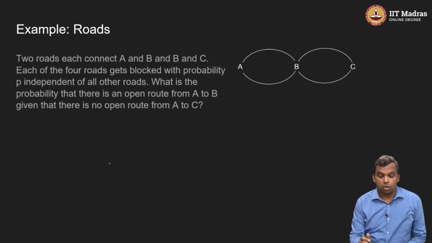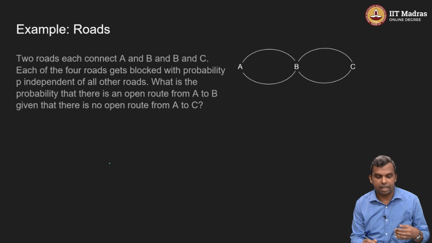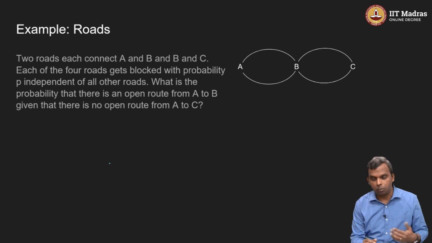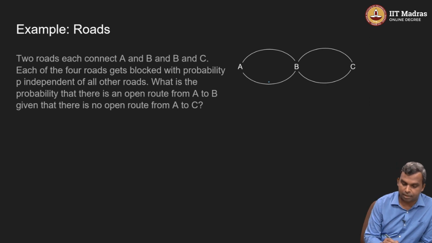The question is asking a conditional probability, even though the word conditional is not there. It says what is the probability that there is an open route from A to B, given that there is no open route from A to C. Let's see if we can calculate this probability. What is an open route from A to B? If there is an open route from A to B, it means either the first road or the second road should be open, isn't it? So let's see if there is some calculation that's possible here.